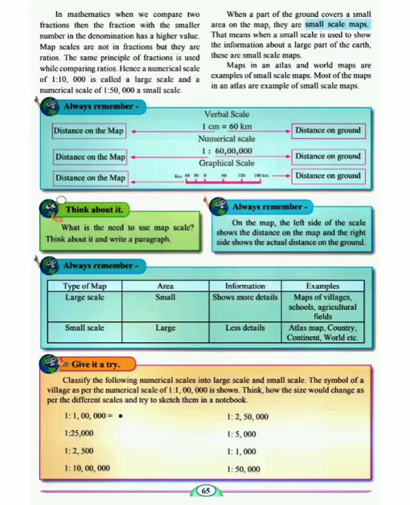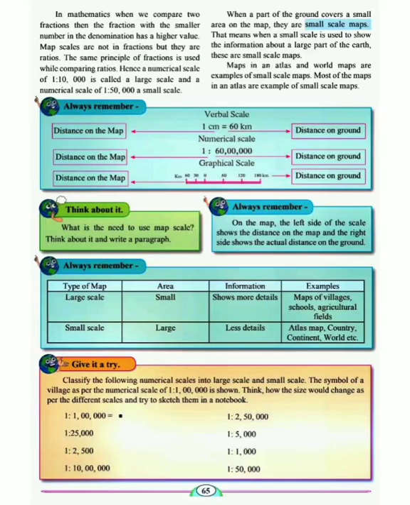Okay, so small scale maps are those where a part of the ground covers only a small area of the map. That particular part we call small scale maps. That means when a small scale is used to show the information about a large part of the earth, these are called small scale maps. The easy way to remember: if there is a large part, we see it in a map or a globe. Australia or America is such a huge country, right, but in the map it is shown so small. That is what we call a small scale map, that the large part of the earth is shown in a small scale.